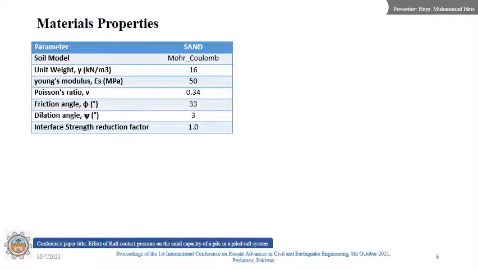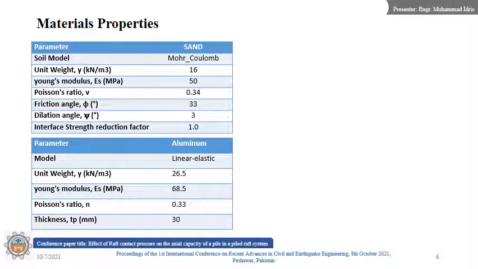Material properties. The materials selected for numerical modeling are shown here. Sandy soil was selected, having a Mohr-Coulomb soil model with a unit weight of 16 kN per meter cube, a Young's modulus of 50 megapascal, a Poisson ratio of 0.34, a friction angle of 33 degrees, a dilatancy angle of 3 degrees, and an interface strength reduction factor of 1.